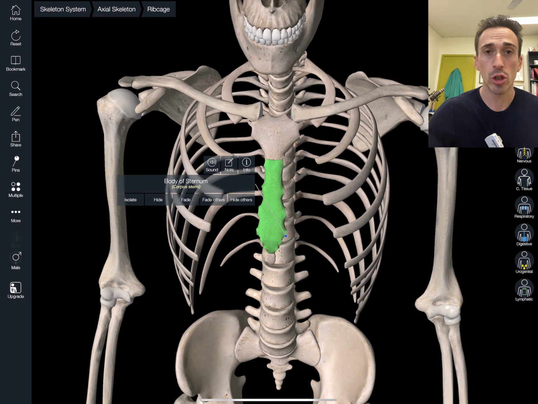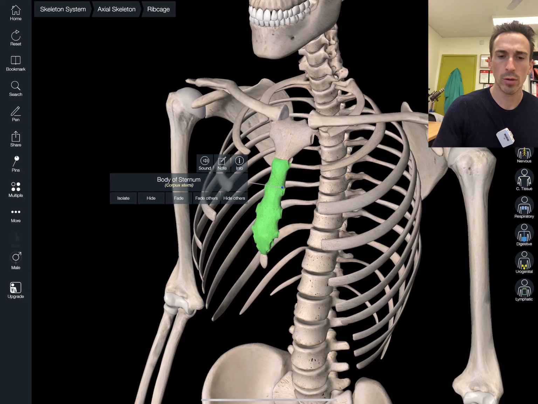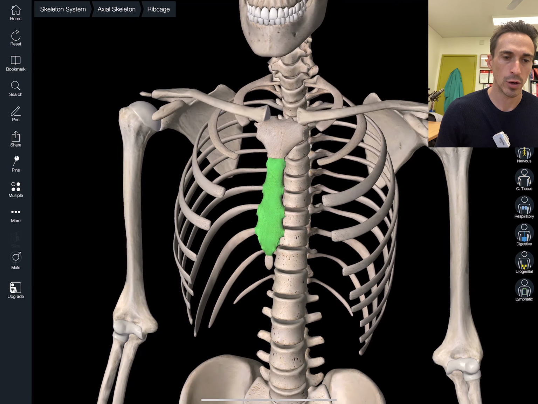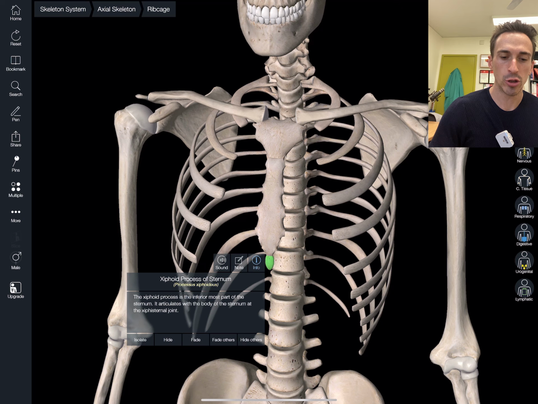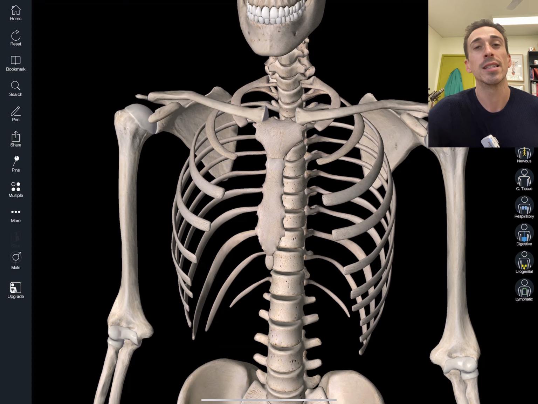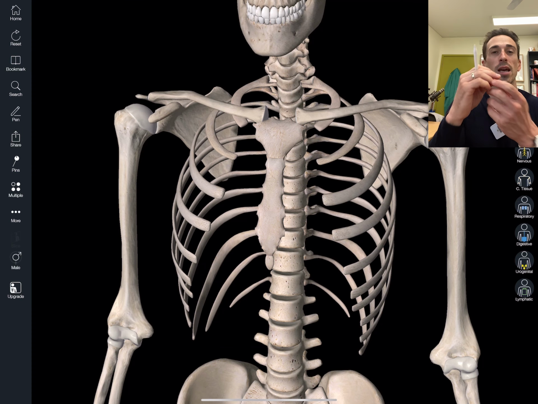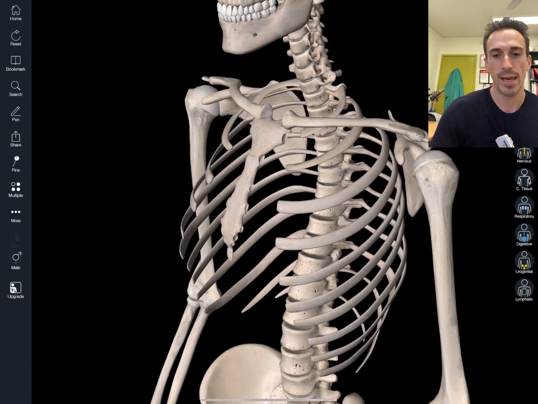Underneath that, the sternum. What does the sternum talk to? The ribs, but through cartilage. So there should be cartilage here, here, here. And then the xiphoid process doesn't really do much. It articulates with the body of the sternum at the end. It's just a little bony structure that points out at the end.